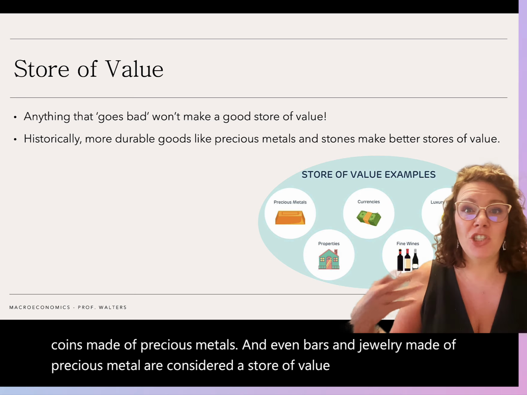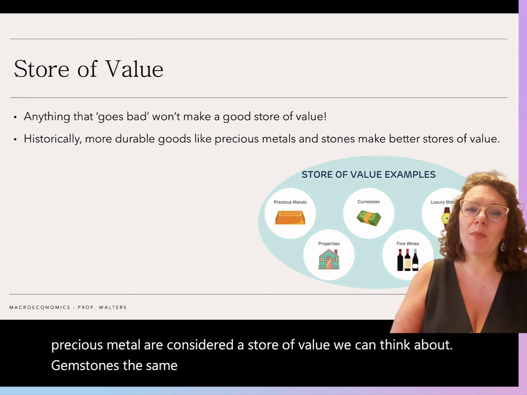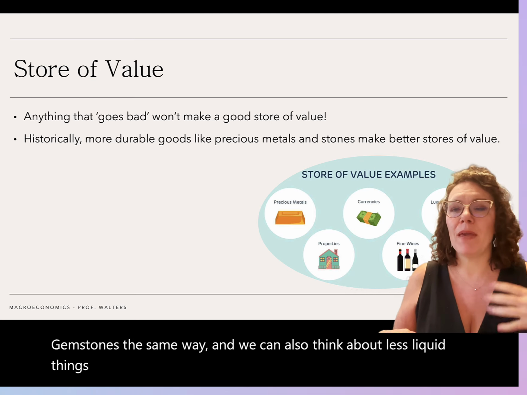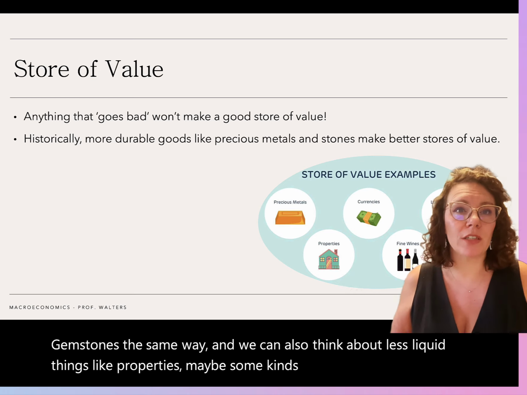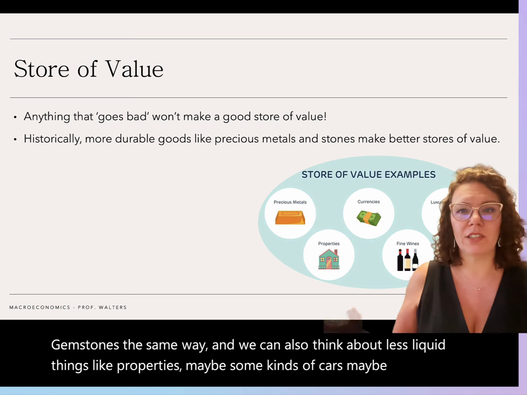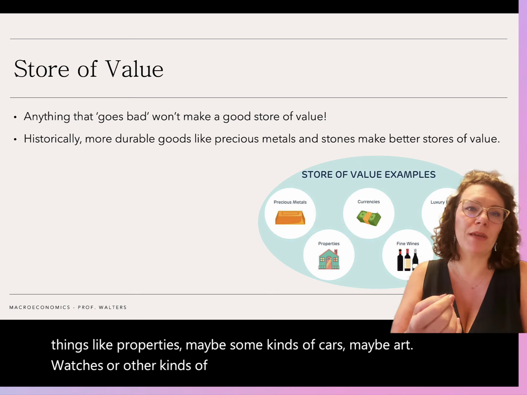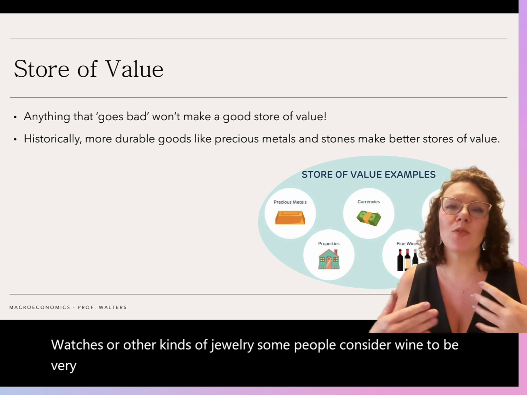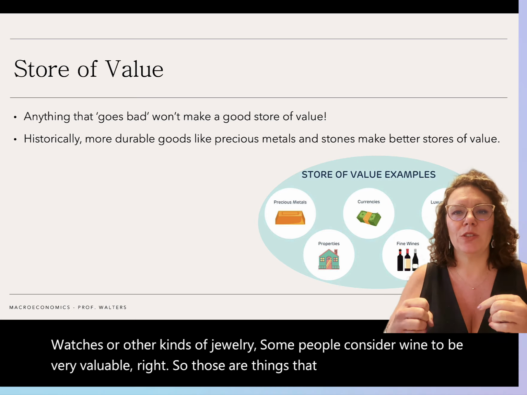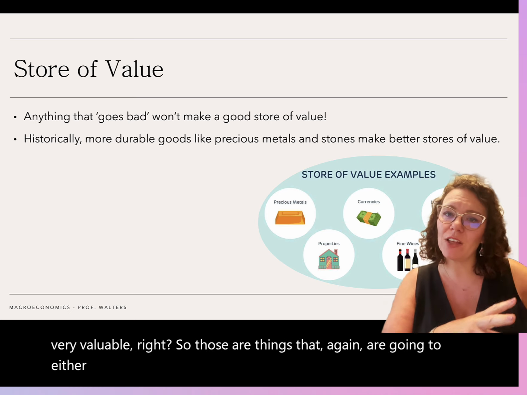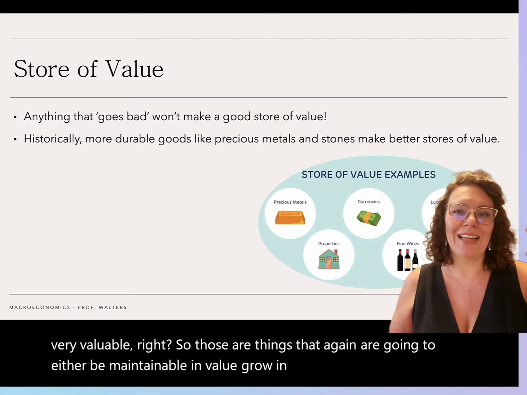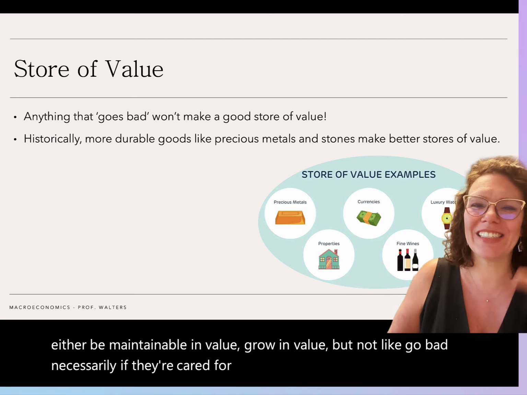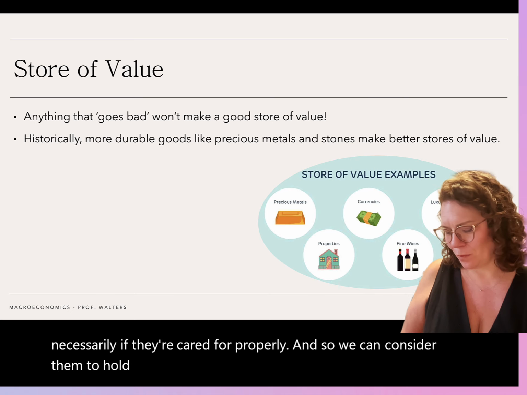We can think about gemstones the same way. And we can also think about less liquid things like properties, maybe some kinds of cars, maybe art, watches or other kinds of jewelry. Some people consider wine to be very valuable. Those are things that are going to either maintain value or grow in value, but not necessarily go bad if they're cared for properly. And so we can consider them to hold value over time.